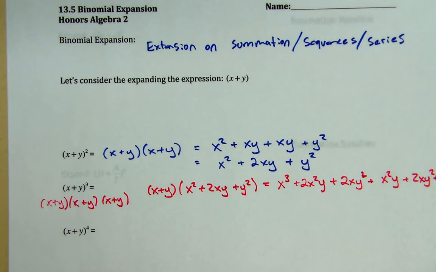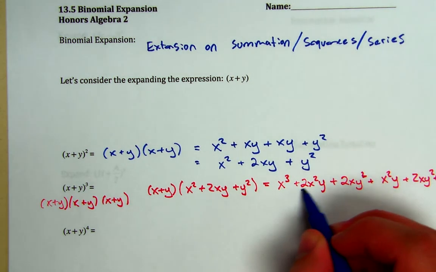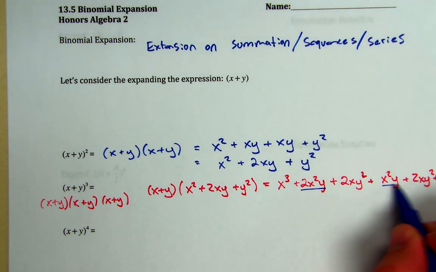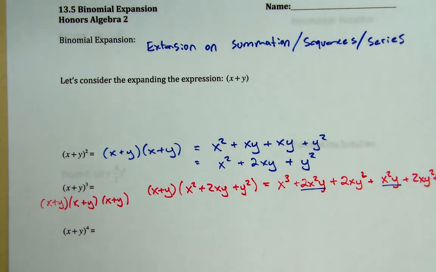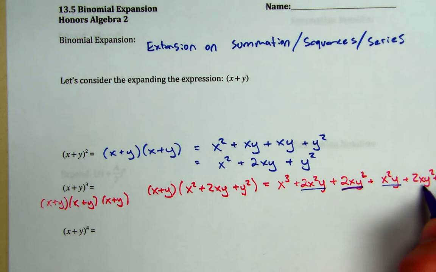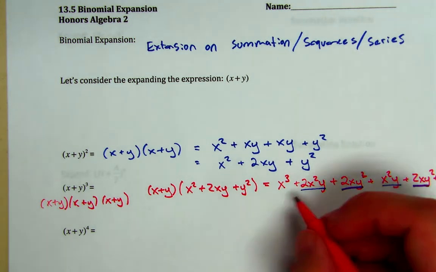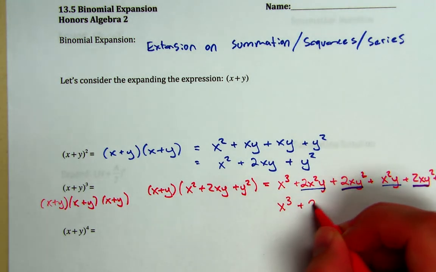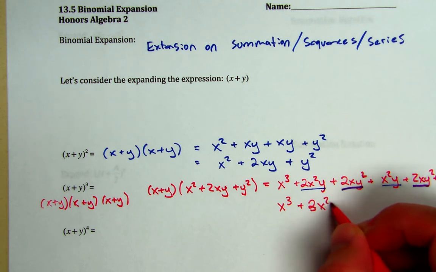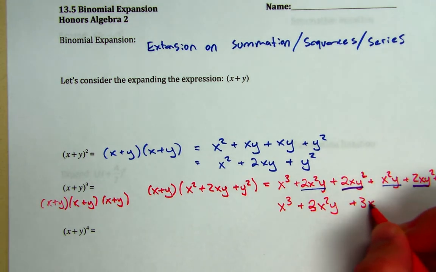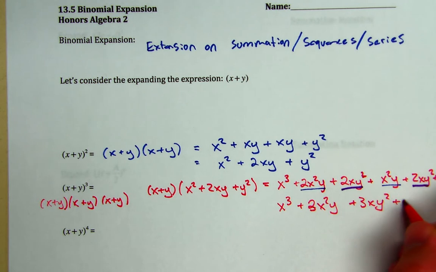So now put your like terms together. So we got an x squared y here, and we've got an x squared y there. We've got a y squared and a y squared. So bring it together, x cubed plus 3x squared y plus 3xy squared plus y cubed.